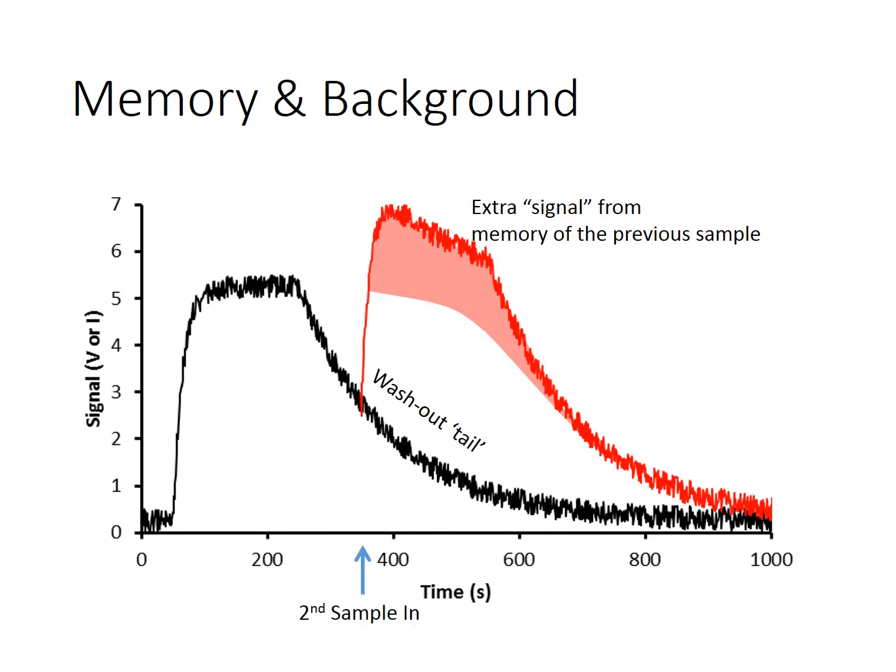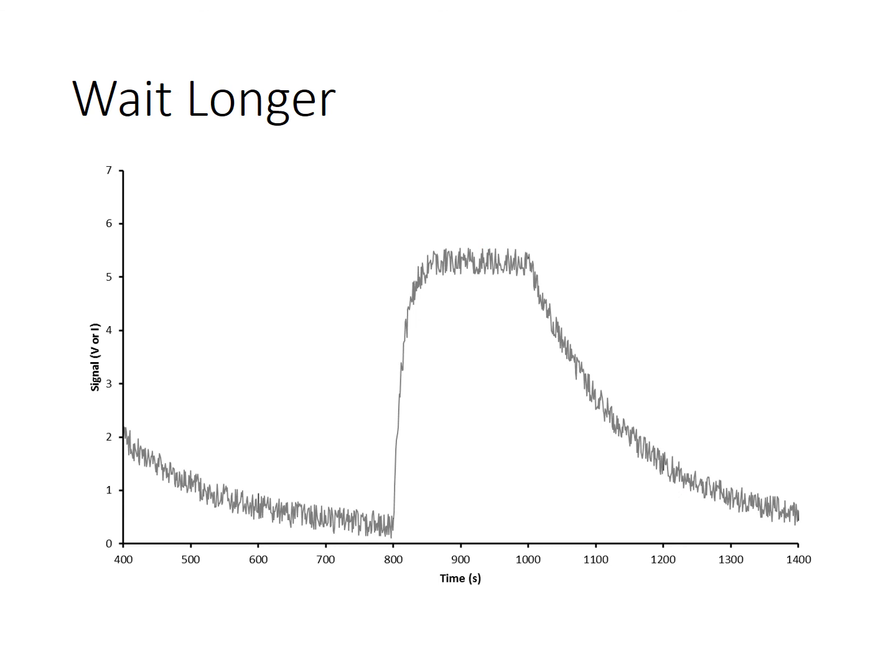If you measure another sample straight away afterwards, we get too much signal because we'd have the signal from our new sample and our old sample at the same time. So we need to make sure that when we make our measurements, we allow it to wash out until it goes back to the background level. This is important because it is one of the things that determines how long it takes to measure stuff.